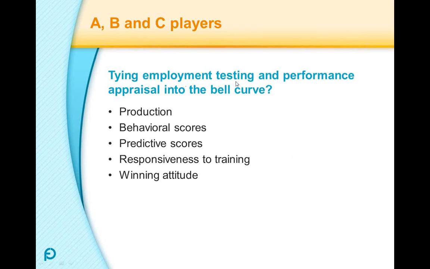Now, how do you tie employee testing and performance appraisal into the bell curve? Well, the first and most obvious one is production. Are your producers hitting the goals and the quotas that you set for them, and the profitability measures, whatever the metrics may be around production? Your A players are always hitting the metrics, or seldom missing them. Nobody's perfect. B players, kind of a 50-50, 75-25 proposition. Production is going to be kind of erratic. And the C players, you really are scratching your head. You're really not sure they're going to make it.